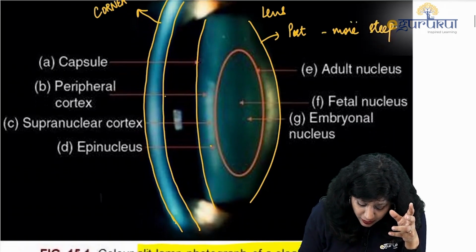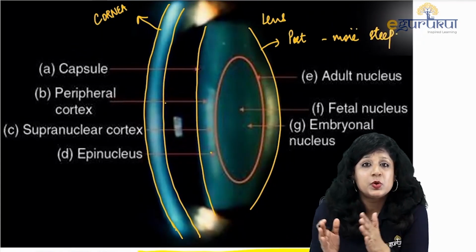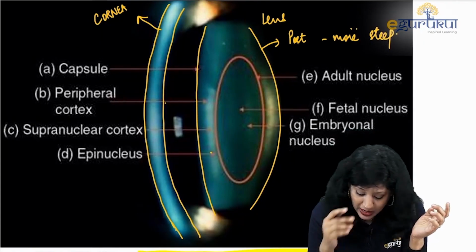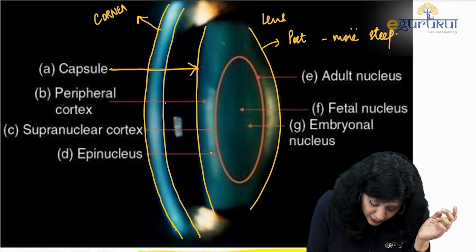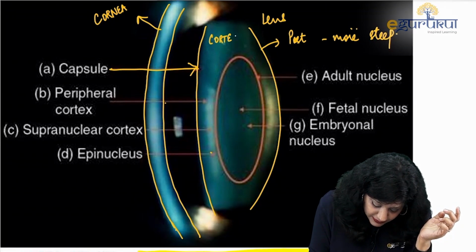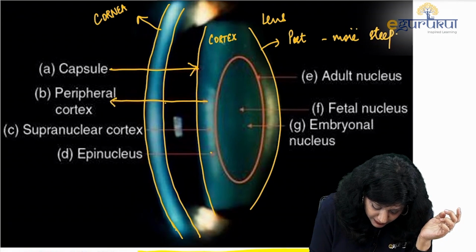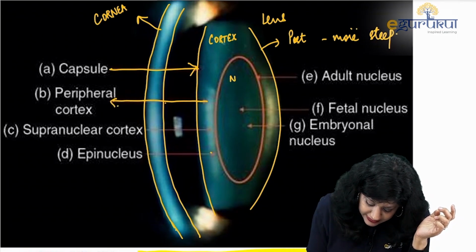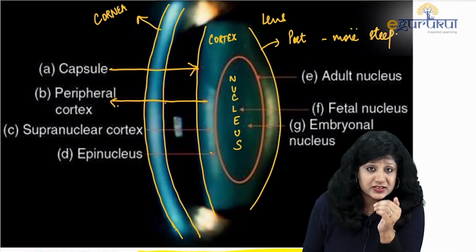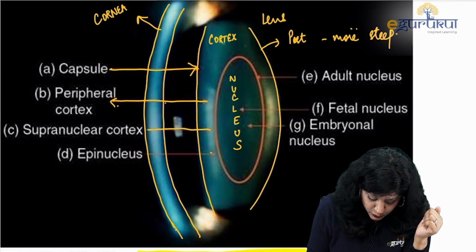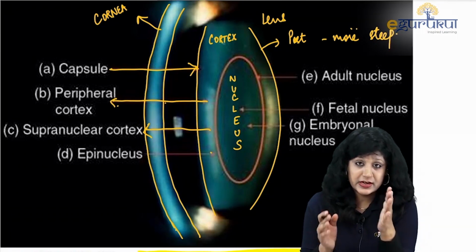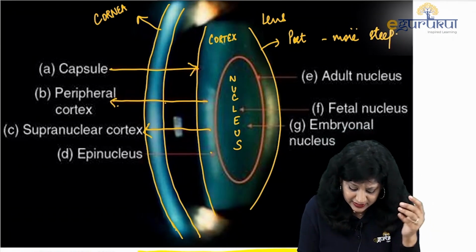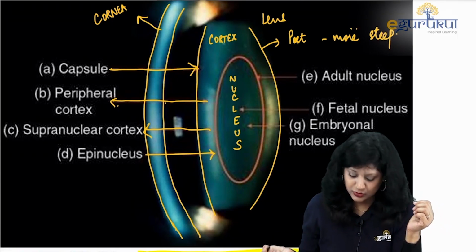Okay. Now obviously when you start reading the picture of the lens, this is the outermost area, so this will be your capsule, and inside you have the cortex. So this will be your cortical area, right? This is your peripheral cortex. Then this area is your nucleus. Okay, now the thing which is just above the nucleus, that will be called the supranuclear cortex, and the thing between the supranuclear cortex and the nucleus, they have called the epinucleus. So that is not a problem.